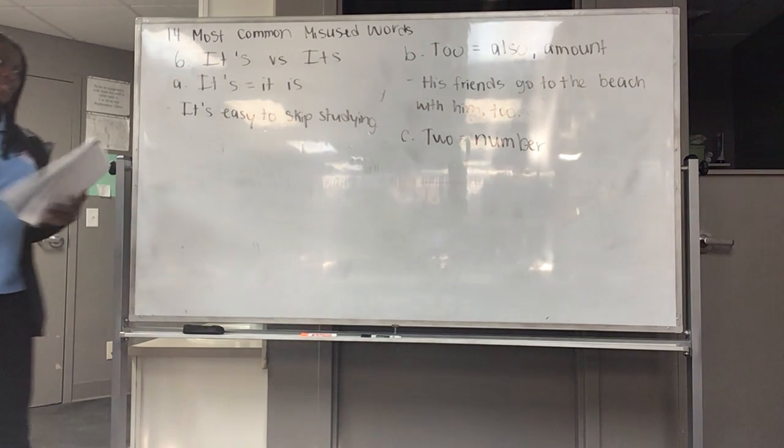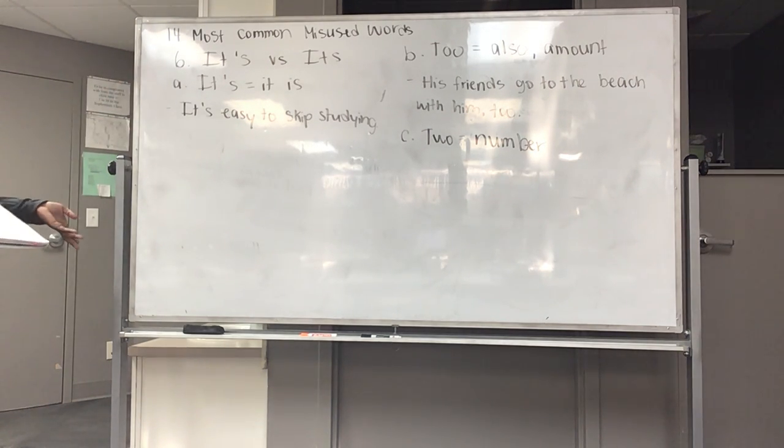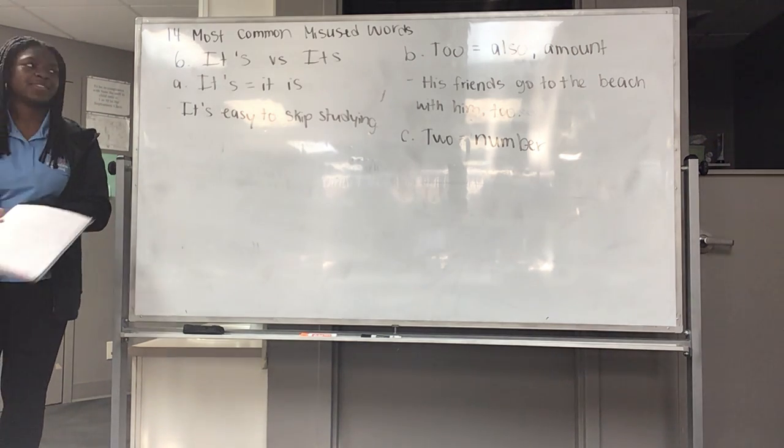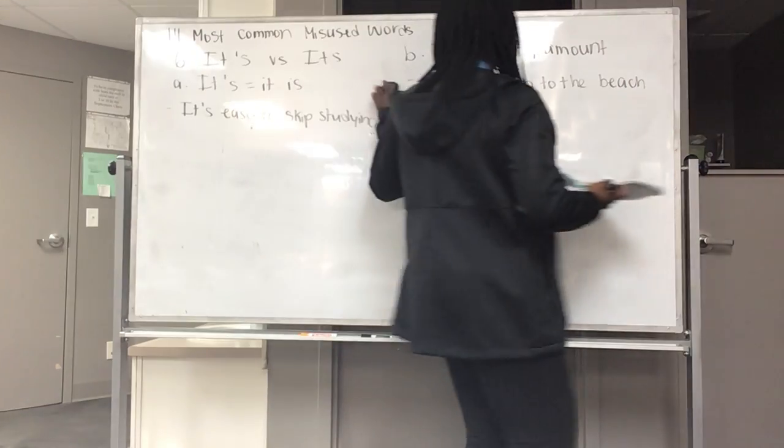So my sentence: it's easy to skip studying. We could try our trick, replace it with "it is." It is easy to skip studying, and because that makes sense, we know that we want to use the form with the contraction, or with the apostrophe.